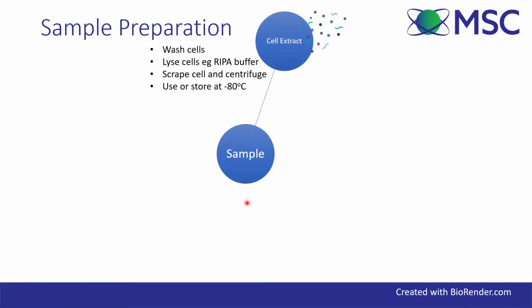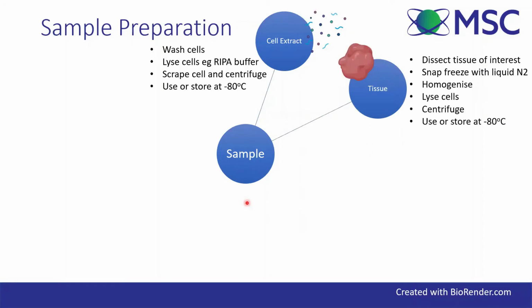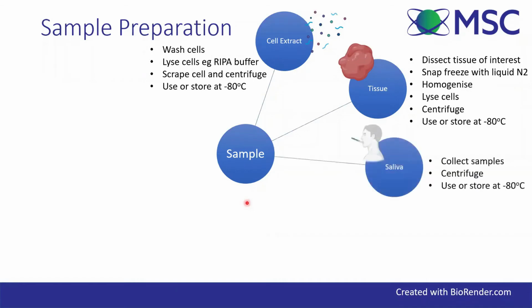For one, cell extract, so this would be the contents of your cell. To prepare this, you just wash your cells, lyse them in a buffer like RIPA, scrape them and centrifuge to remove the debris, and then you can use this or store it. With tissue, obviously you need to dissect out the tissue of interest, snap freeze with liquid nitrogen, homogenize, again lyse the cells, centrifuge to remove debris, and then you can use it.